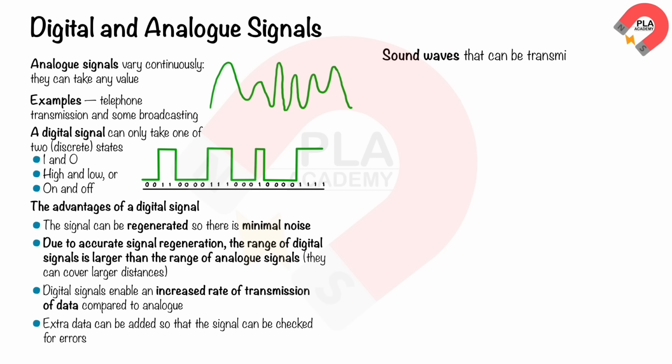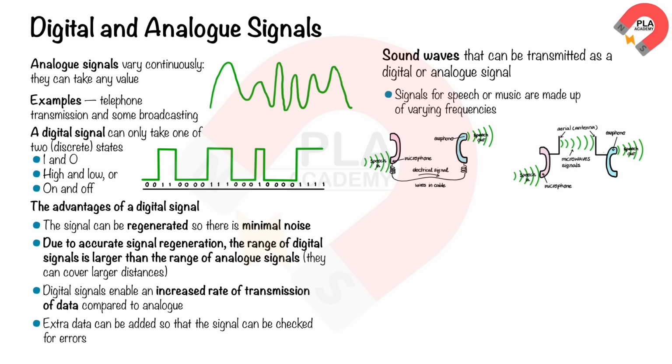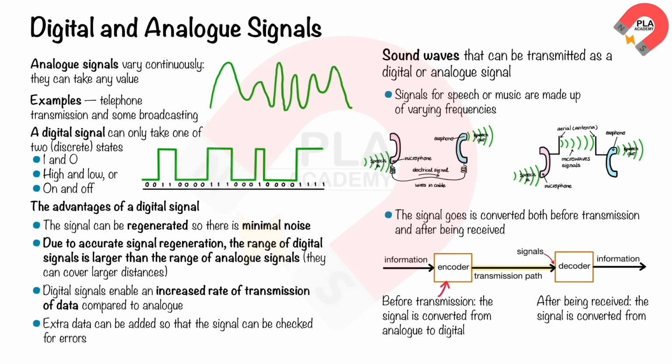Sound waves can be transmitted as a digital or analog signal. Signals for speech or music are made up of varying frequencies. In order to make out the information clearly, the signal needs to be transmitted with as little interference as possible. The signal is converted both before transmission and after being received. Before transmission, the signal is converted from analog to digital. After being received, the signal is converted from digital to analog.